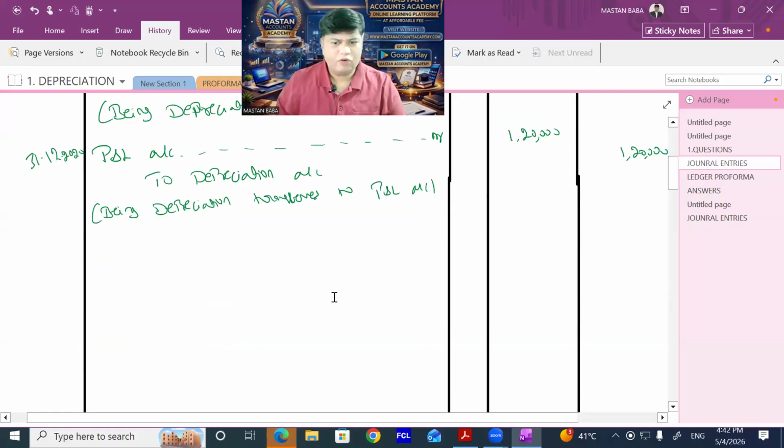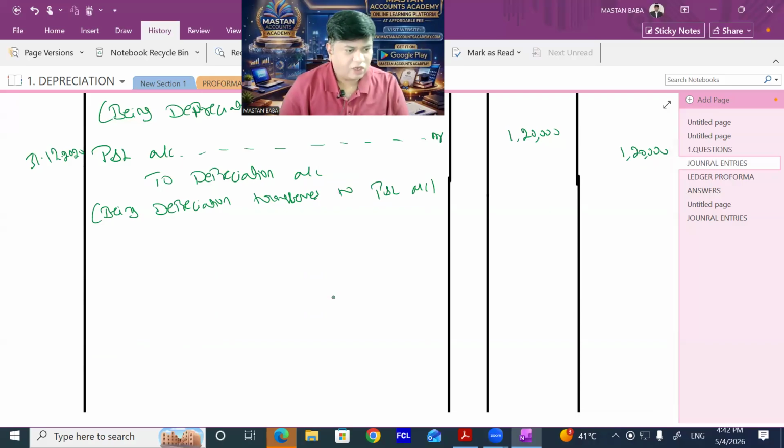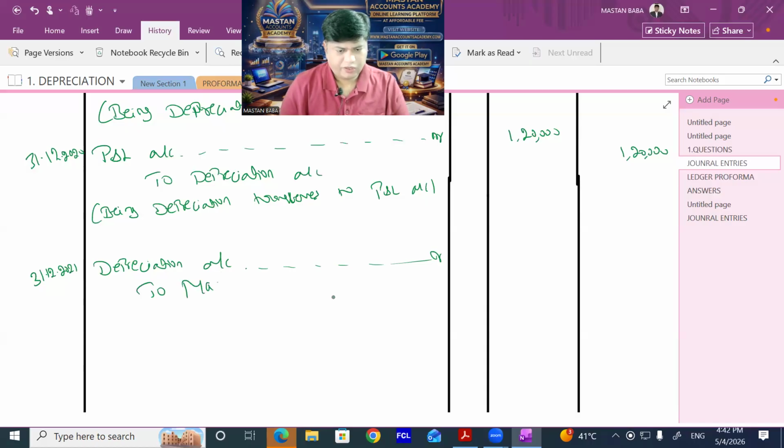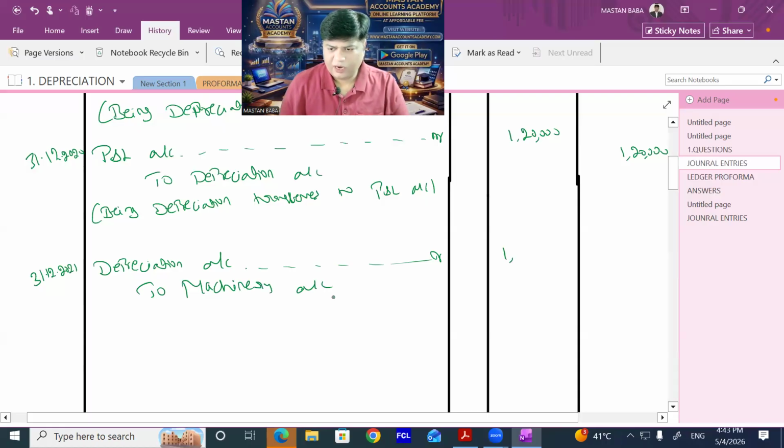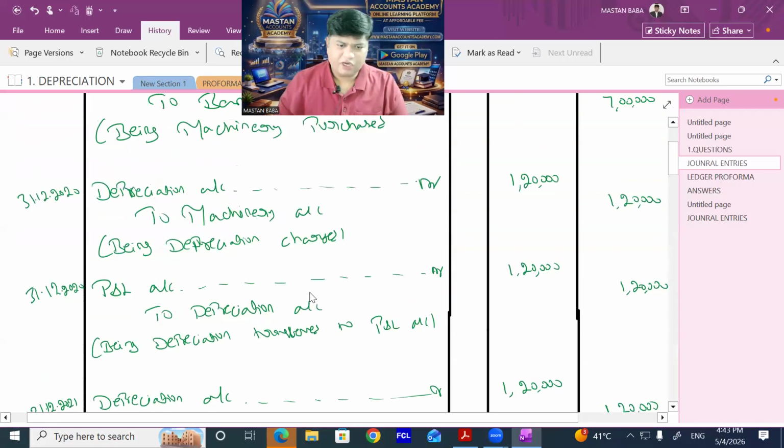And the next one, 31/12/2021. It is the fixed installment method, so depreciation is the same every year. So on 31st December 2021, write the same 2 entries, repeat again. Depreciation account debit to machinery account, 1,20,000. Narration same. I will not repeat it. Being depreciation charged, write the same.